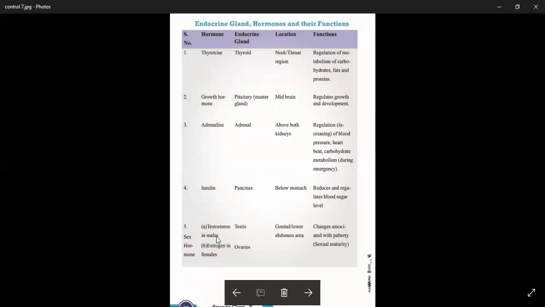Now testes secrete testosterone, that is the male sex hormone, and it is responsible for puberty in males. And ovary secretes estrogen, that is the female sex hormone, and it is also responsible for sexual maturity in the female.